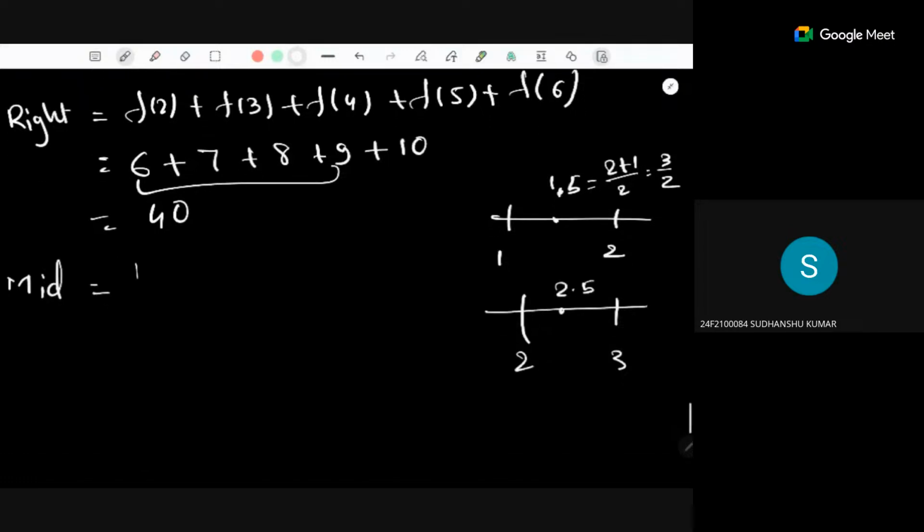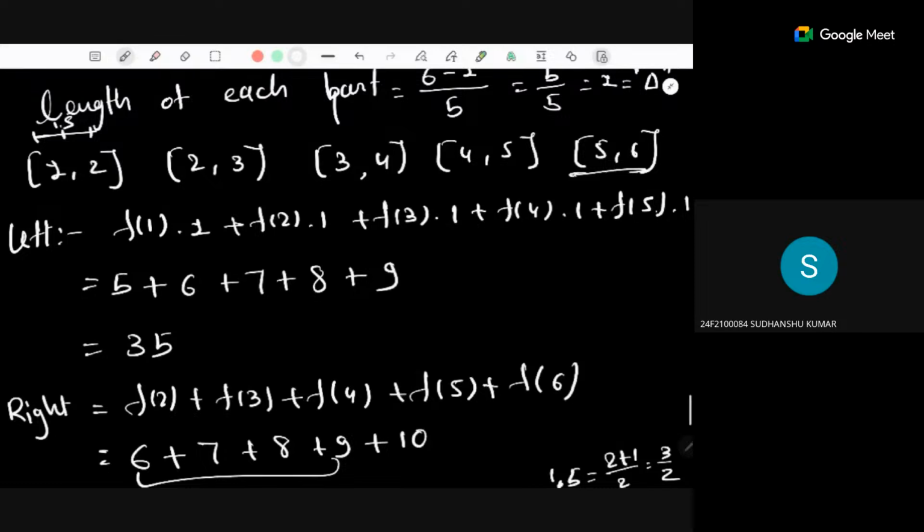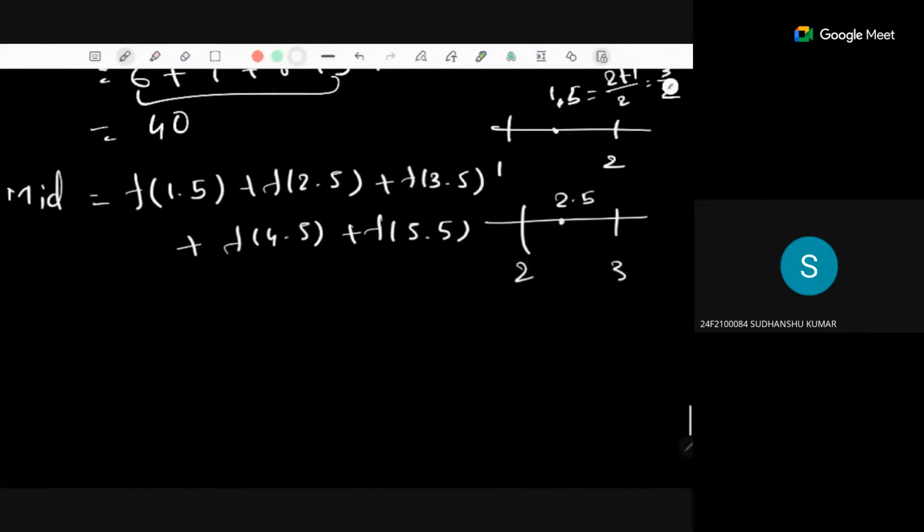So the mid-Riemann sum says take the value of the function at the midpoint of each subinterval. So that is f of 1.5 plus f of 2.5 plus f of 3.5 plus f of 4.5 plus f of 5.5, because the last interval is 5 comma 6, so the midpoint will be 5.5.